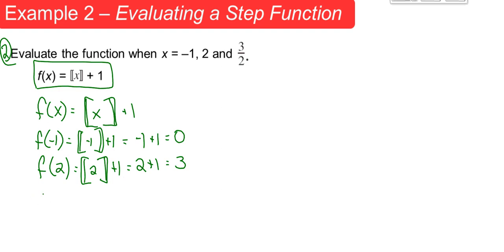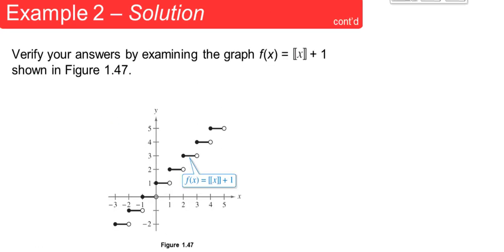And probably the hardest one here, because it's a fraction, is the f of 3/2. And so that is going to be the greatest integer of 3/2 plus 1. So 3/2 is 1.5, and the greatest integer there is just 1. So that's 1 plus 1, or 2. And so there are three solutions that were given for that one. And then I did have on here, this is the graph for this greatest integer function. Notice everything's just hiked up one as we go.